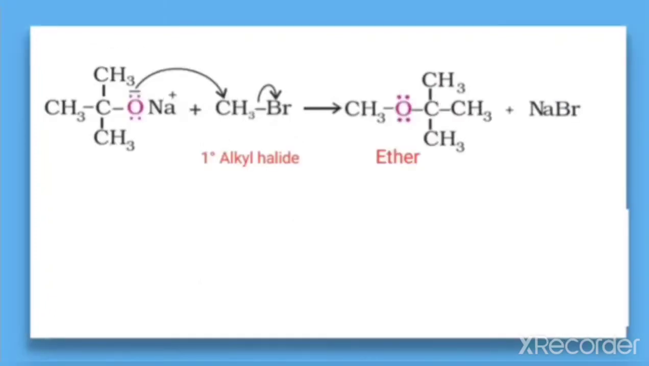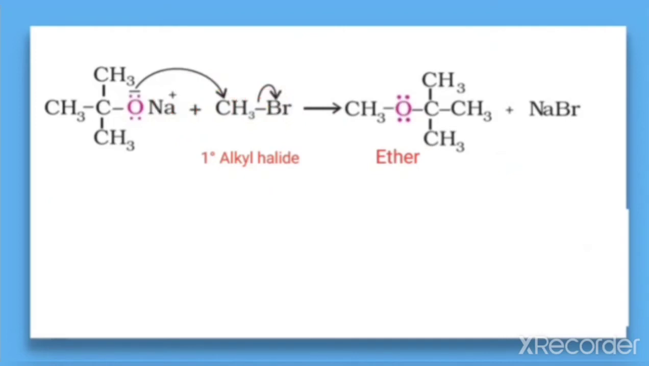Let us take one example. In this example, you can see a 1 degree alkyl halide, that is a primary halide, is used in order to prepare the ether. So here you can find out how the product can be formed. This Na and this Br get removed. So this part gets attached to this, and we get this ether. So this is the case of a primary alkyl halide.